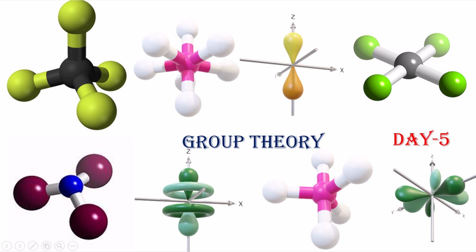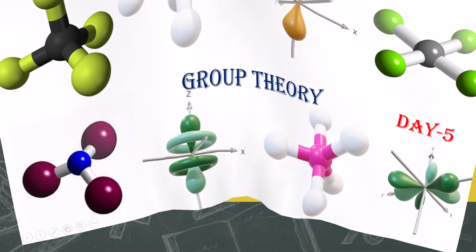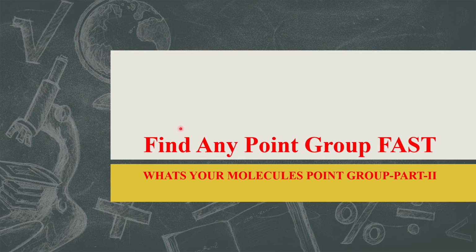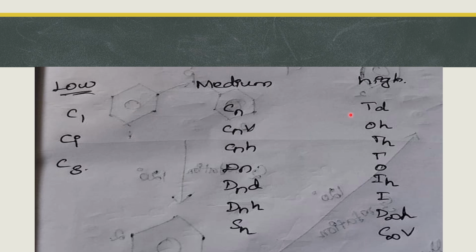In the previous video, we discussed the point group and how point groups are classified into three types: low, medium and high symmetry point groups. We discussed the low point groups and the first three medium point groups. In today's video, we see about the remaining four point groups.